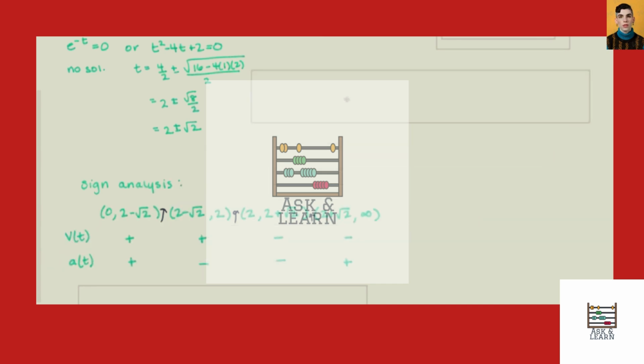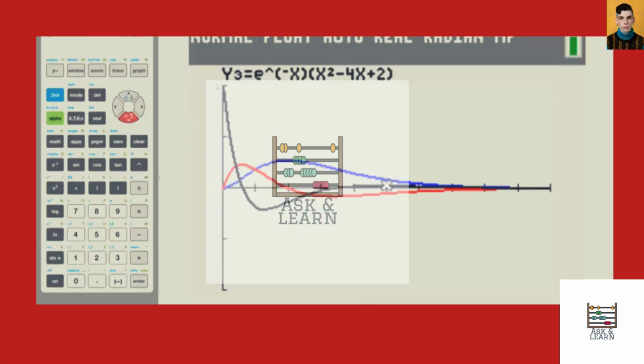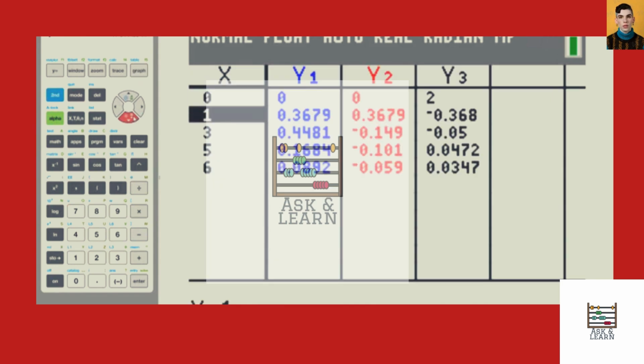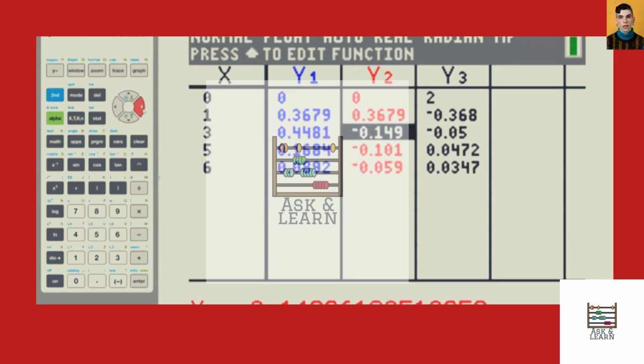Once we have those intervals established, we can find the sign of the velocity in each interval by plugging in a number from each interval, and we can find the sign of the acceleration by doing the same thing. And this is a great time to use your graphing calculator, go to the table, and you can type in different values of x, and then you can find the y values in your y2 column and your y3 column.